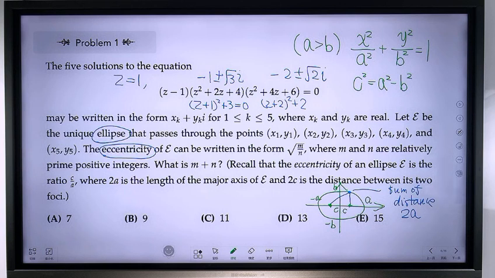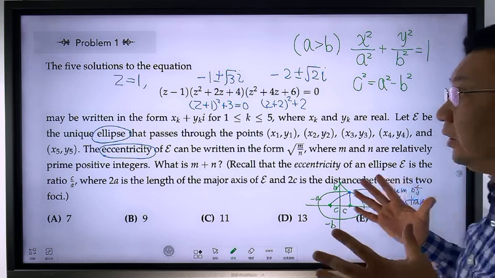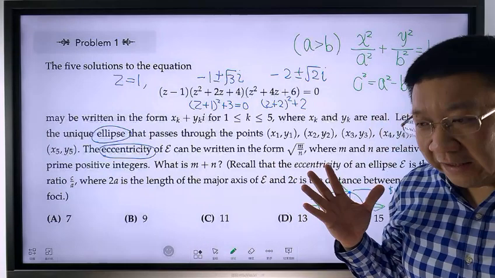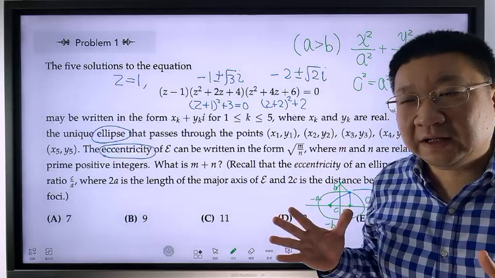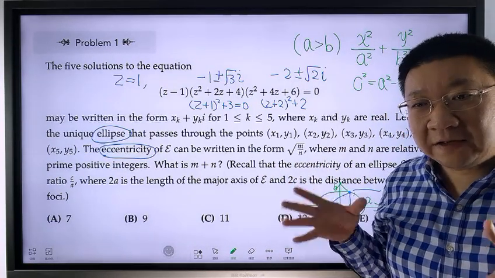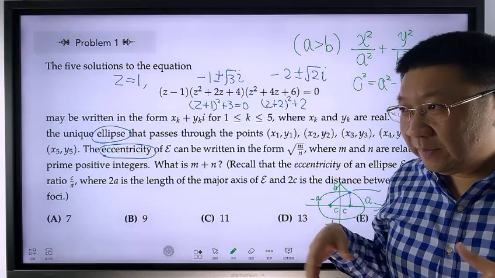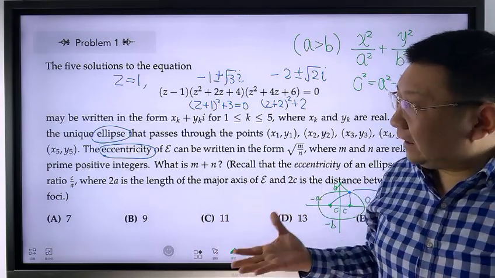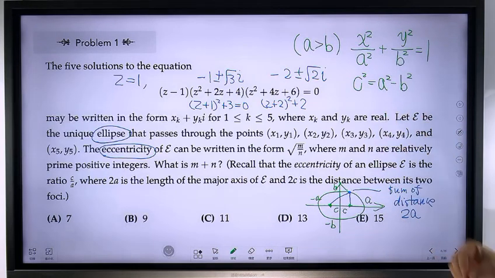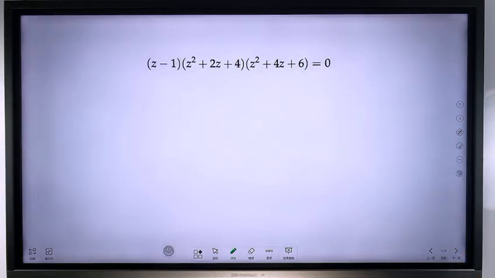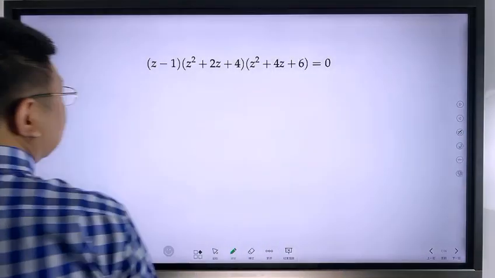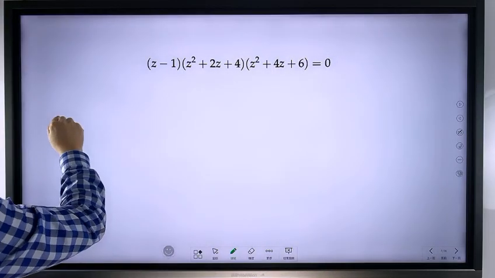Also, there's one more thing I want to remind you of: for this year's AMC, blank graph paper is allowed, which means you can get graph paper. And if you have graph paper, it will be easy for you to draw these points on the coordinate plane. All right, so now I just left the equation there.